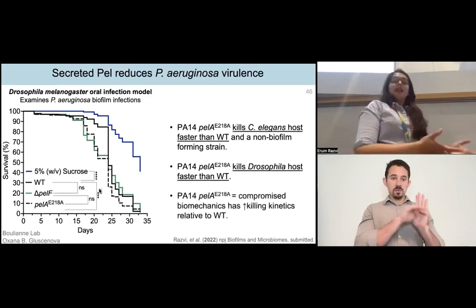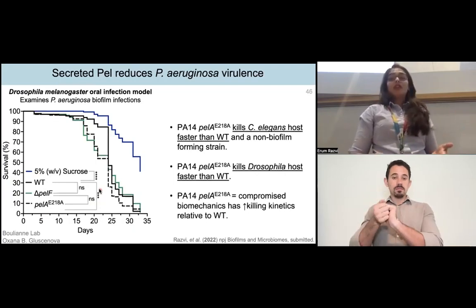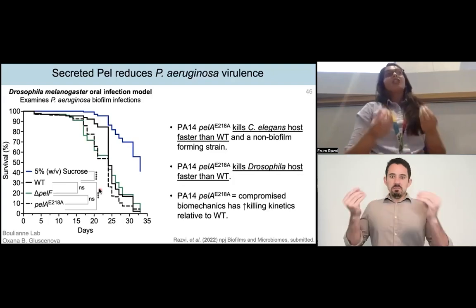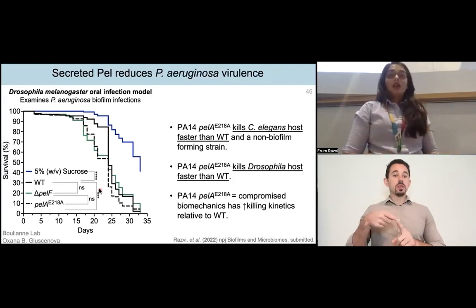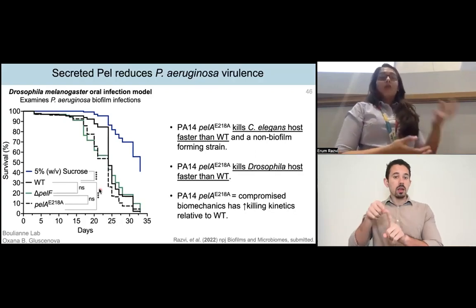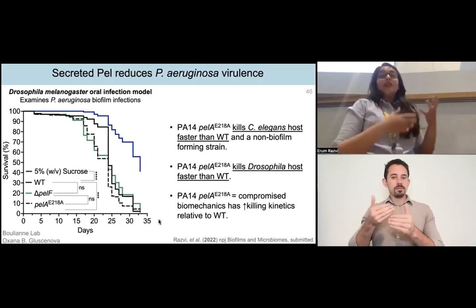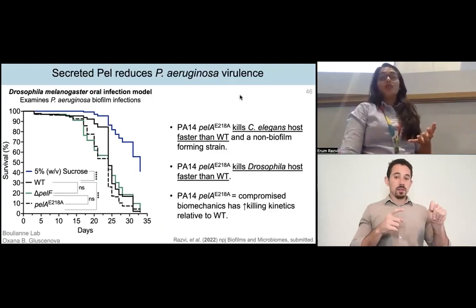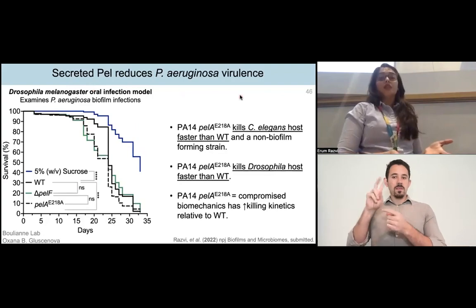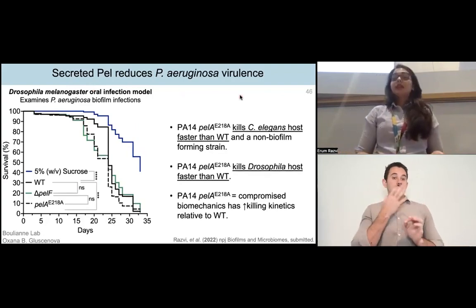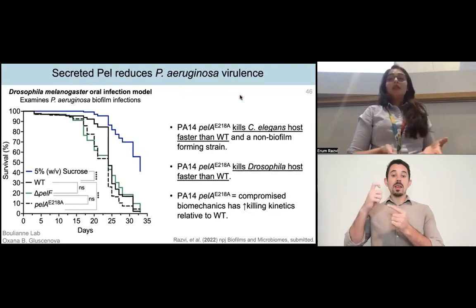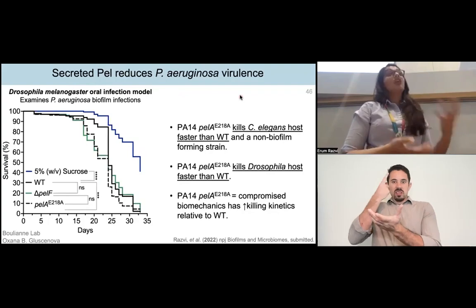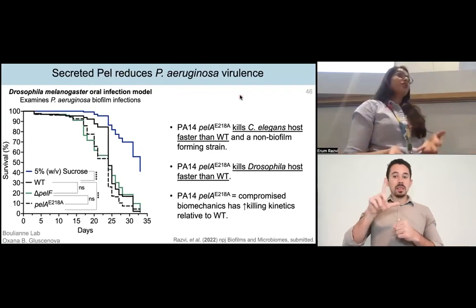So in both C. elegans and Drosophila infection models, the hydrolase mutant strain killed the host faster than wild type, suggesting it's more virulent. So though the hydrolase mutant has compromised biomechanics, it has increased killing kinetics relative to wild type, indicating that secreted Pel reduces P. aeruginosa virulence. This is significant because it provides the first evidence implicating the Pel exopolysaccharide in virulence modulation and suggests that secreted Pel is beneficial to the host.